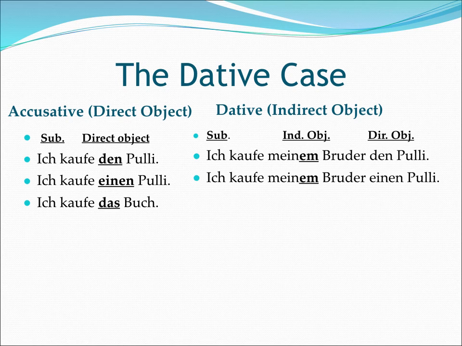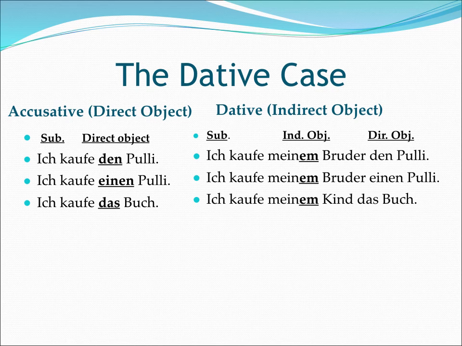Now, what if we wanted to add in the dative? Ich kaufe meinem Bruder den Pulli. I am buying the sweater for my brother. My brother's masculine, hence the em ending on mein. Ich kaufe meinem Bruder den Pulli.